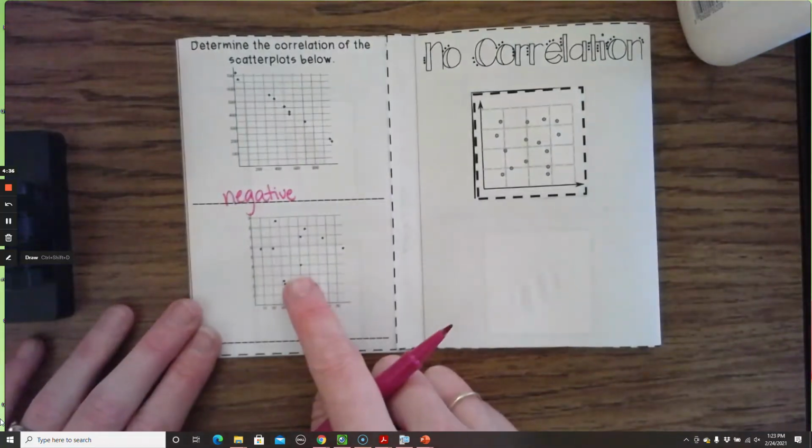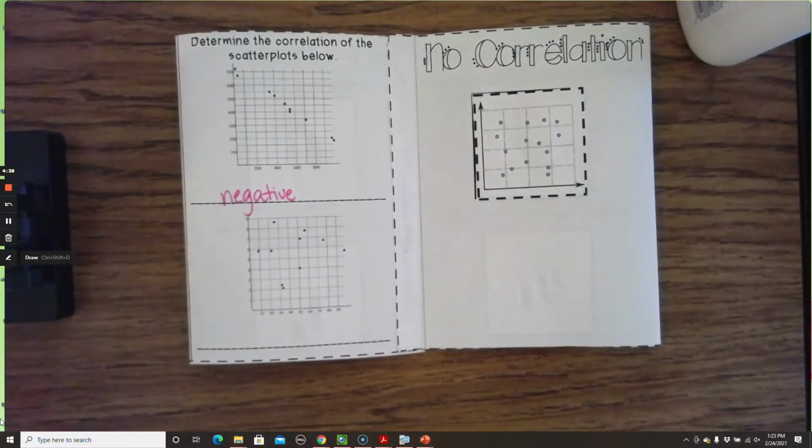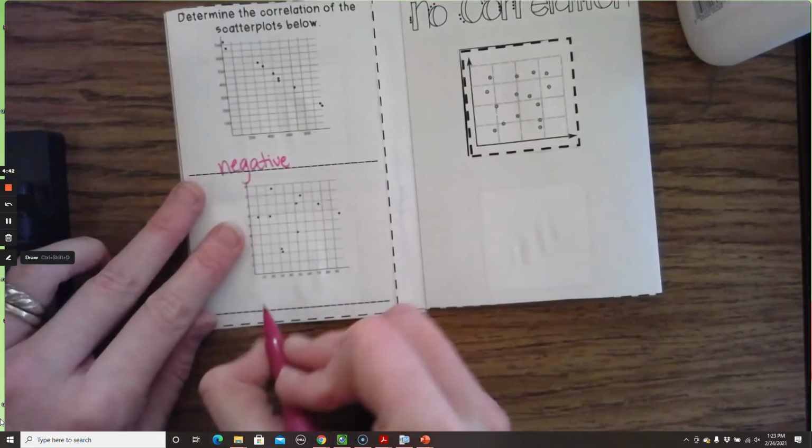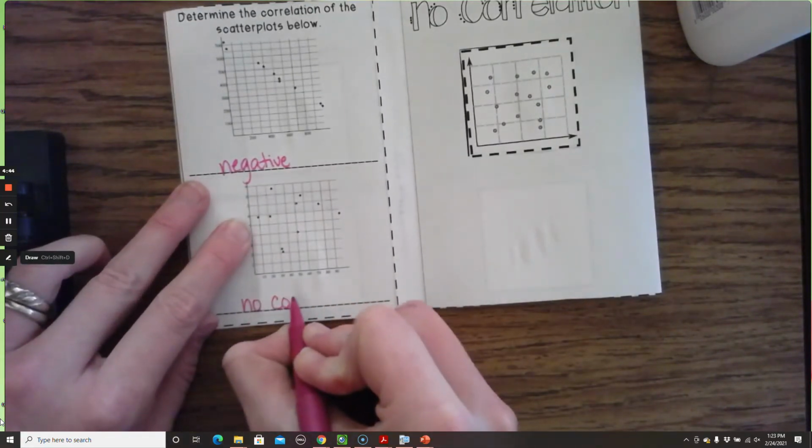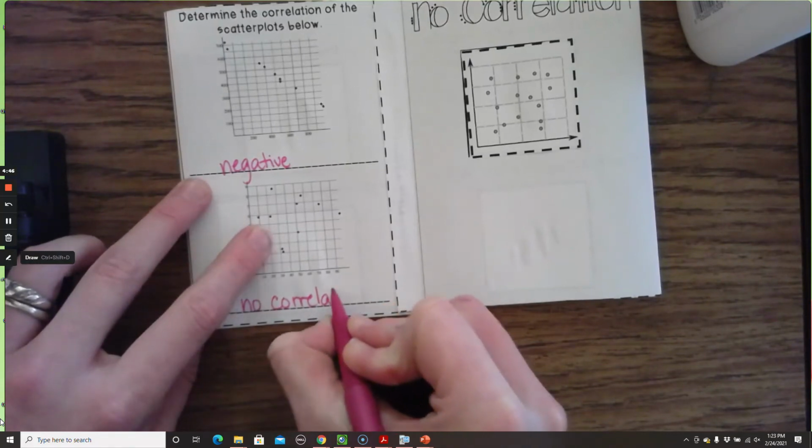And then the bottom one looks like I took a bag of marbles and I threw it on the floor. I can't tell if it's going up or down, if it's positive or negative. So there's no correlation.